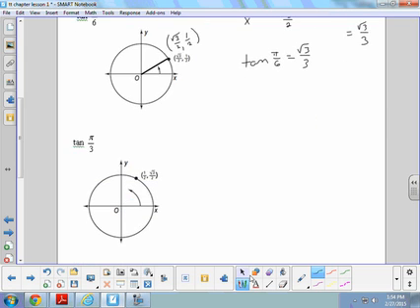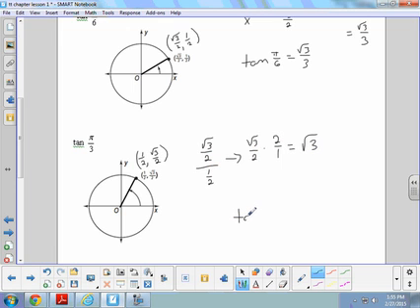Let's do another one. Let's figure out the tangent of pi over 3. Again, that ordered pair there is 1/2, radical 3 over 2. So my y-coordinate is radical 3 over 2. My x-coordinate is 1/2. That is the same as saying radical 3 over 2 times 2 over 1. And I'm just going to be left with radical 3. So the tangent of pi over 3 is radical 3.